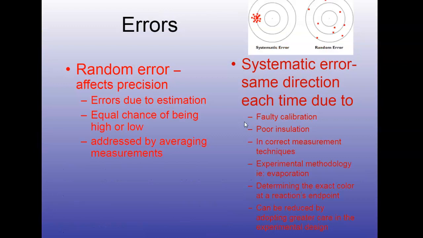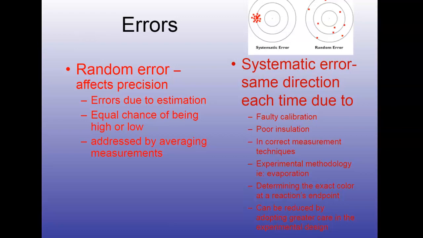So this all leads us to, well, what kind of errors are our uncertainties trying to describe? It turns out the uncertainty is trying to describe random error. These are errors that happen due to estimation, so they have an equal chance of being high or low, and we can reduce random error by averaging measurements, by taking 3 measurements and averaging them together and coming out with an averaged answer.